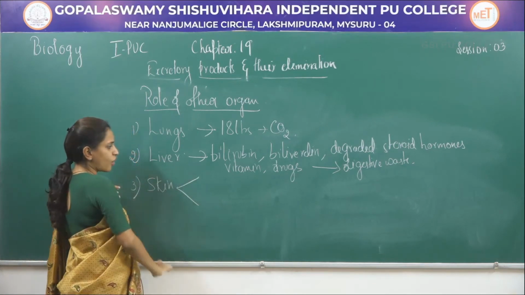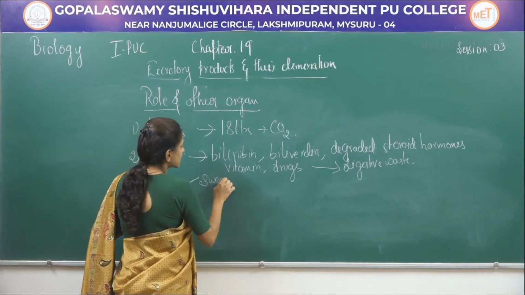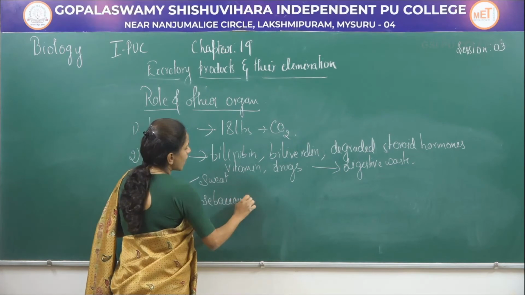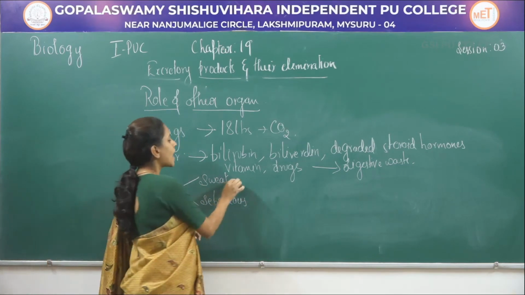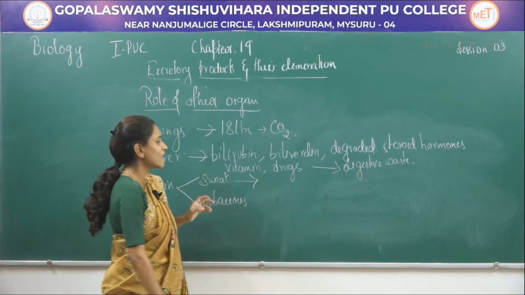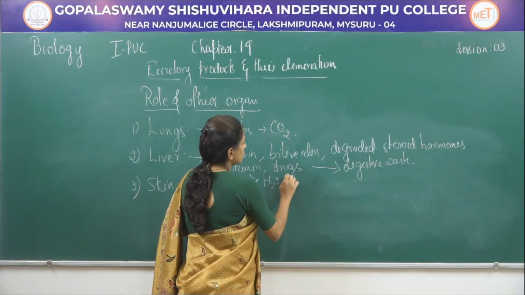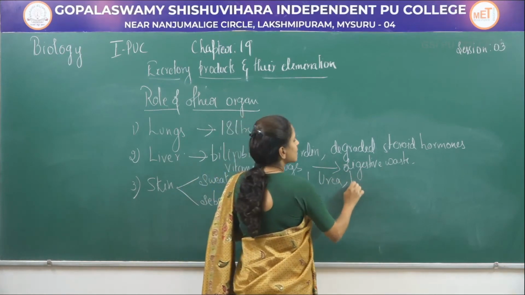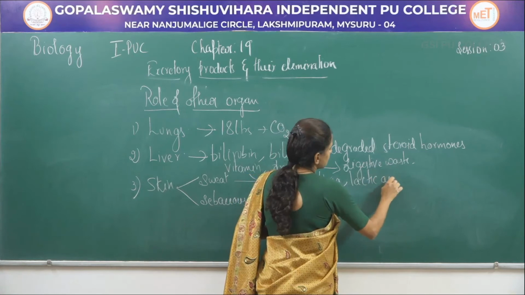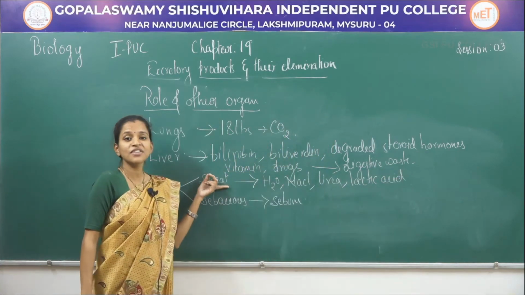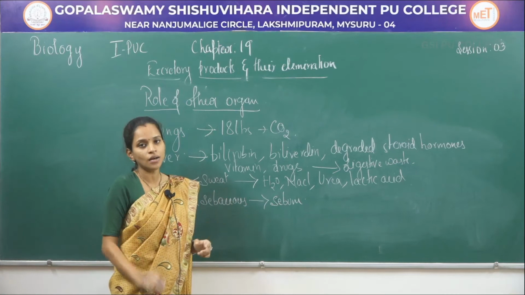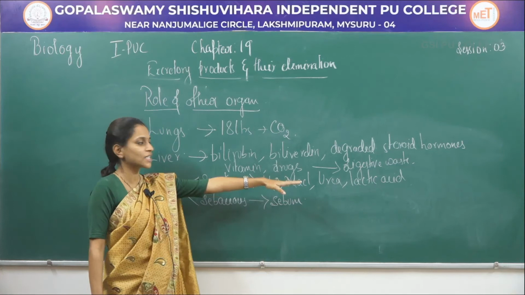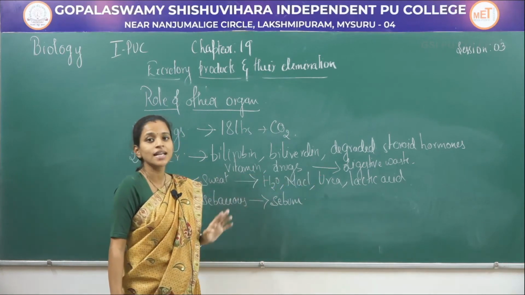Next one will be skin. Skin has two different forms. One will be sweat glands, another will be sebaceous glands. Sweat is released from sweat glands and contains water, salt, some amount of urea and traces of lactic acid. The basic function of sweat glands is to cool the body, along with which it also helps in excretion of water, NaCl, urea as well as lactic acid.